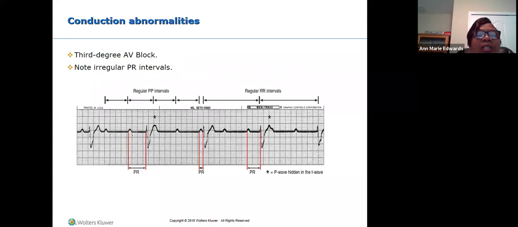Now your third degree AV block, which is our last one, you do have irregular PR intervals. So look how wide this PR interval is. Look how narrow this one is, and look at this one. There are irregular PR intervals. Okay.